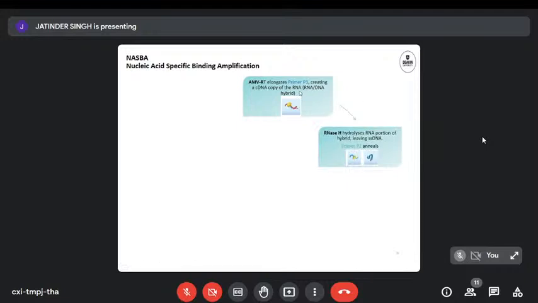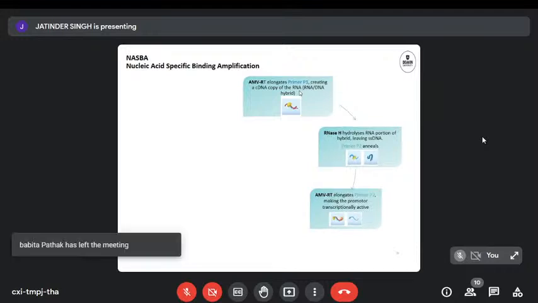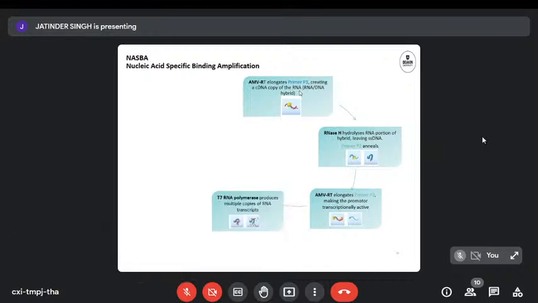Then we get RNase H, which hydrolyzes the RNA portion of the hybrid, leaving the single-stranded DNA that was just formed. And we get the annealing of primer two. Then our AMV RT enzyme returns and elongates primer two to make the promoter transcriptionally active. We get T7 RNA polymerase to copy the RNA into a new RNA strand. We then get primer one again to bind to that transcribed RNA, at which point our cycle is complete.